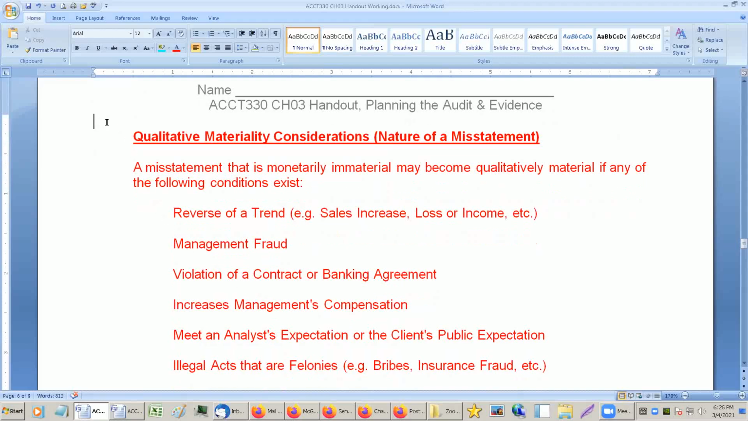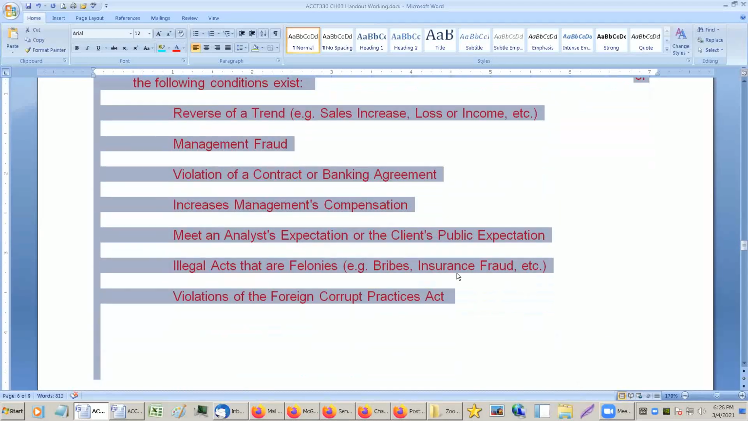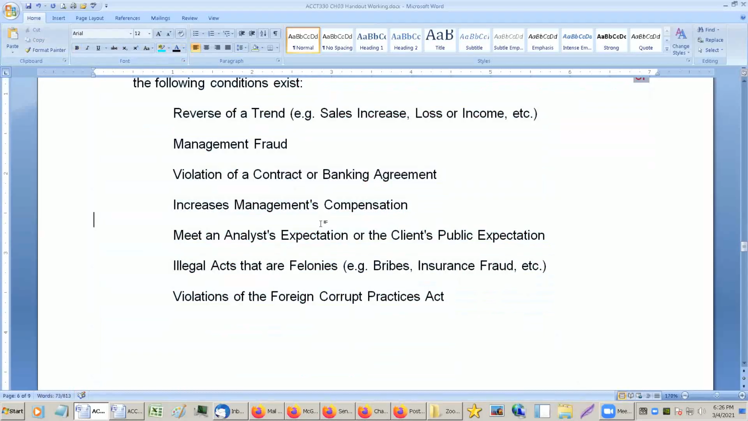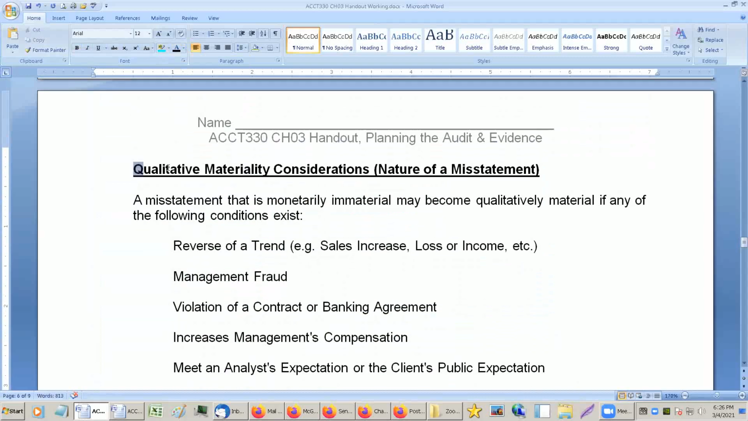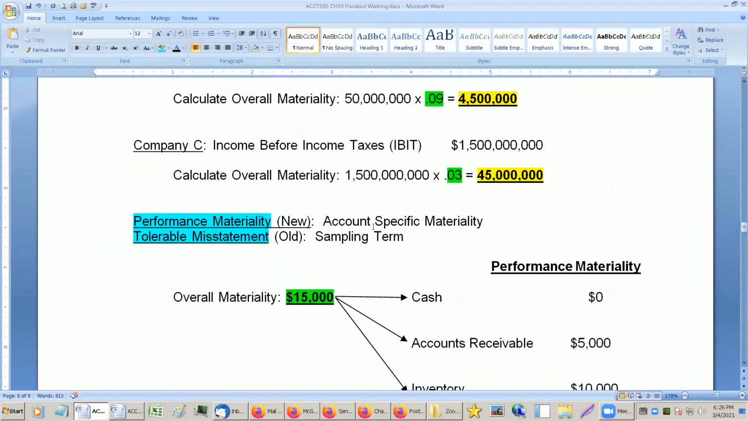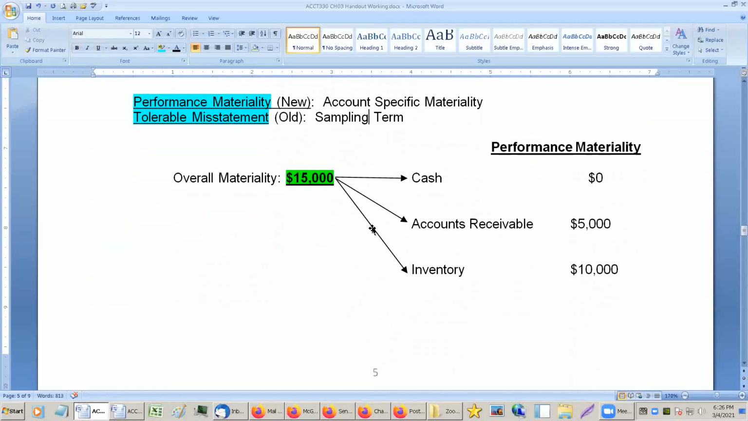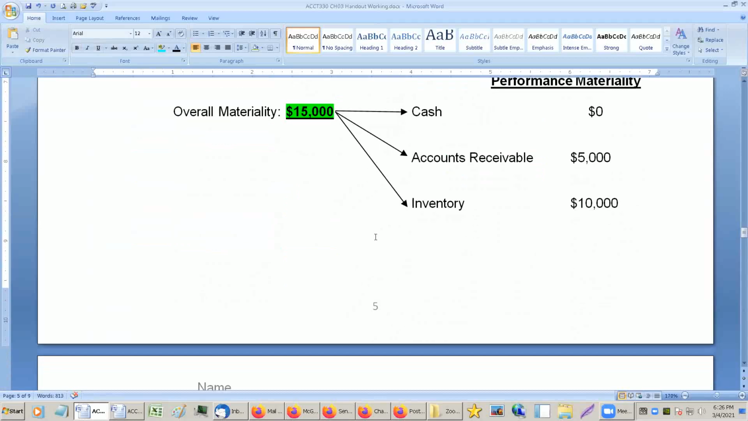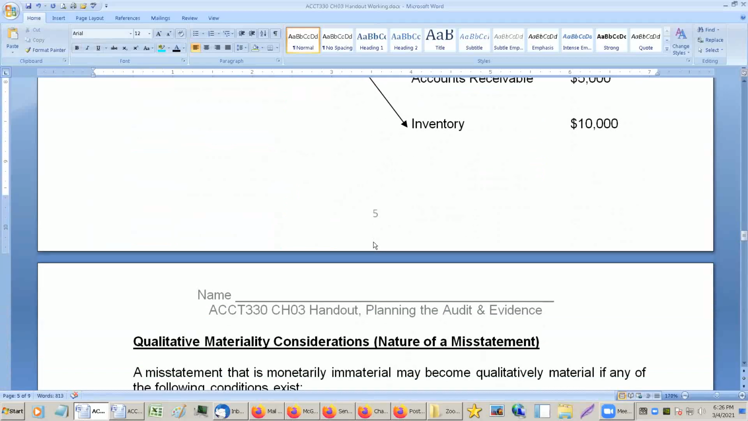So this is qualitative. And these are things that I'm going to change to regular. Qualitative means that there are things that are beyond quantitative. So things that are beyond this up here, there are certain things that might be more material because of the nature of what they are.